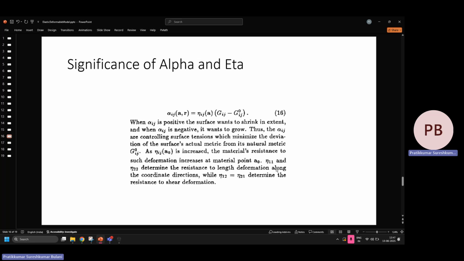Okay, as you see, eta 1 1 and eta 2 2 determine the resistance to length deformation, and eta 1 2 and eta 2 1 perform shear deformation. Okay, so I hope you know what shear is, mechanical people. Good.